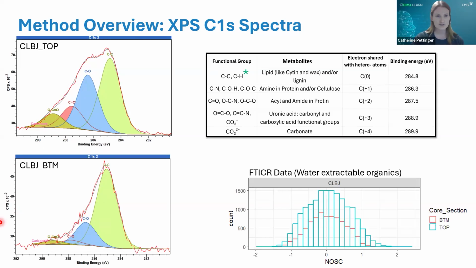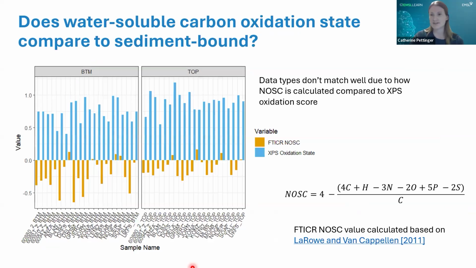But I was interested in these peaks because it reminded me of the FTICR data that's been collected, where we also see this oxidation state curve. So I wanted to see if these match, if they're similar, and long story short, they're not. The NOSC value calculated from FTICR is an estimate based on many different organic molecules detected. There's lots of information out there on how to interpret FTICR data, so I'm not going to go into depth about that.